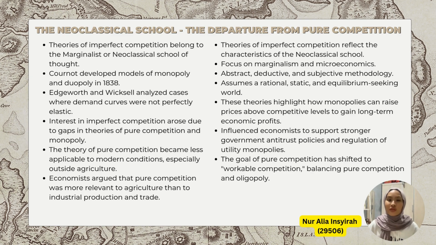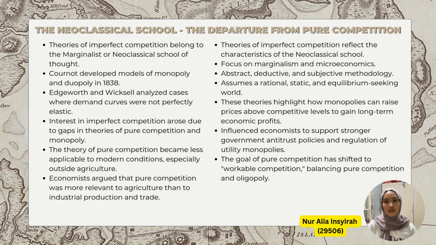The theory of pure competition became less applicable to modern conditions, especially outside agriculture. Economists argue that pure competition was more relevant to agriculture than to industrial production and trade. Theories of imperfect competition reflect the characteristics of the neoclassical school: a focus on marginalism and microeconomics, abstract, deductive, and subjective methodology, and assuming a rational, static, and equilibrium-seeking world.